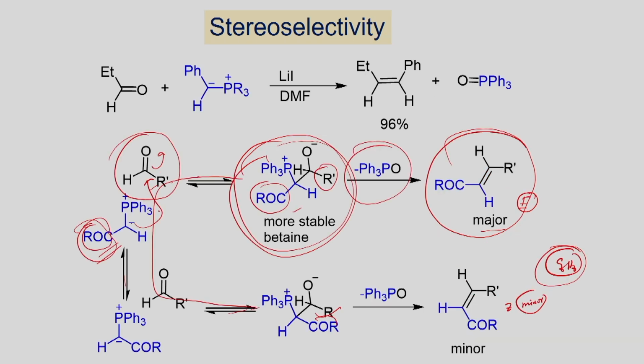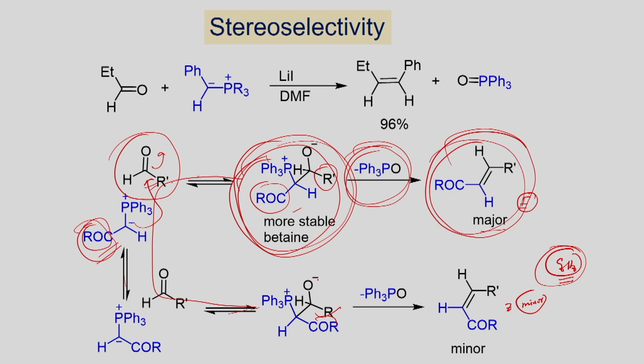Therefore, if you have the stabilized ylide, when you react with aldehyde in nonpolar solvent, the betaine which you generate is reversible. You will be able to form the more stable one. Once you form the more stable one, then this reaction takes place, and removal of triphenylphosphine oxide can give this trans alkene as the product.